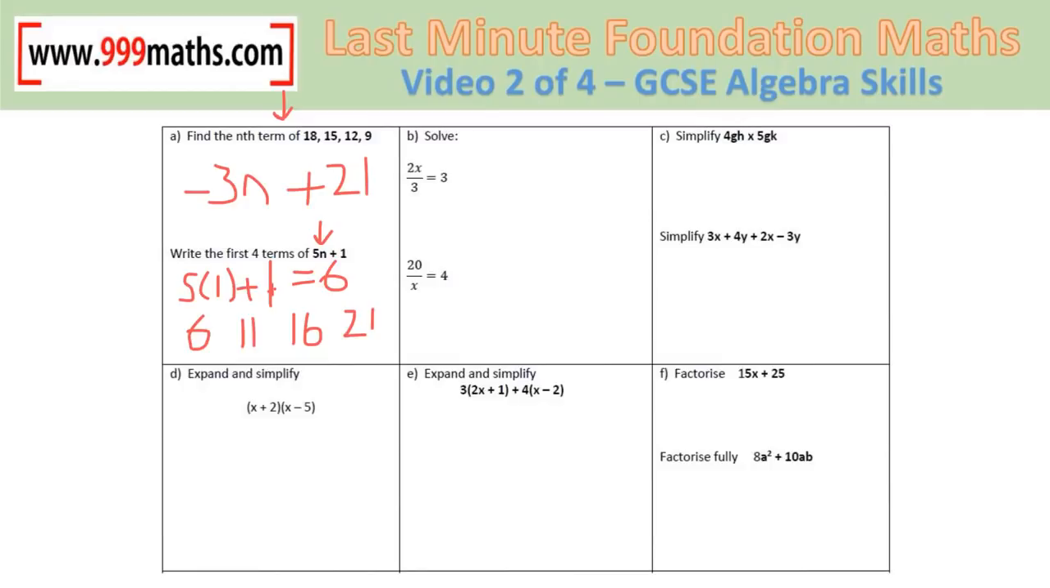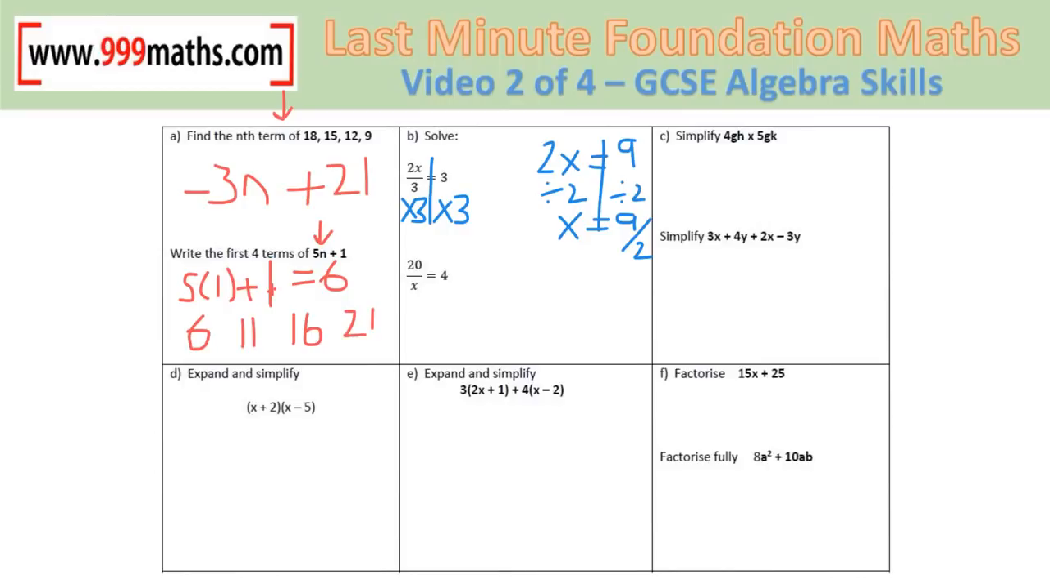Question B, solve the equation. Line down, step 1 times by 3. That leaves me with 2x equals 9. Step 2, divide by 2 to give me x equals 4.5 or 9 over 2.